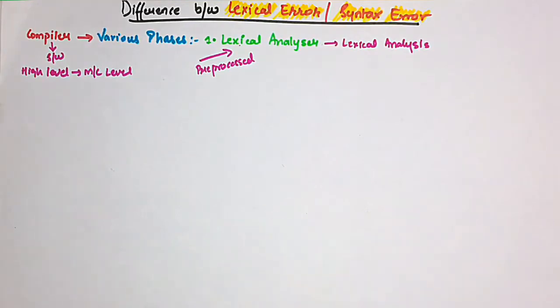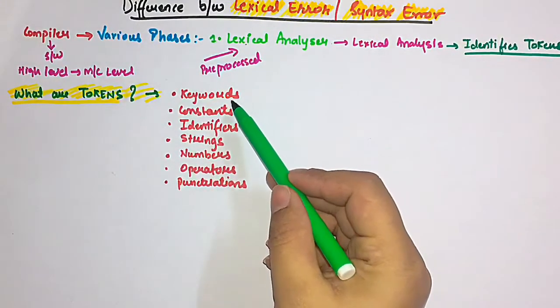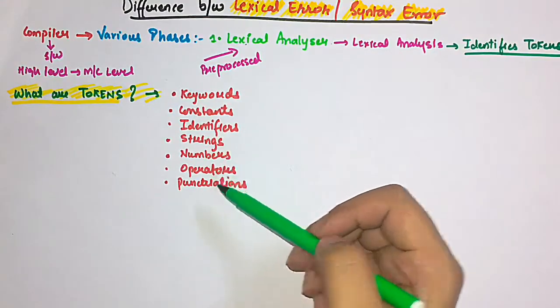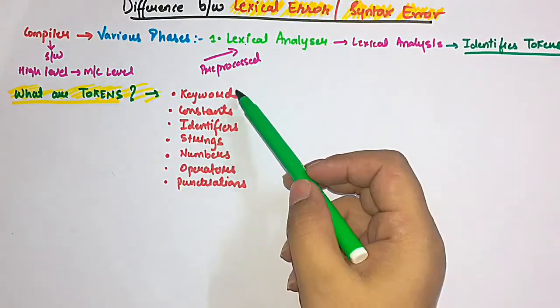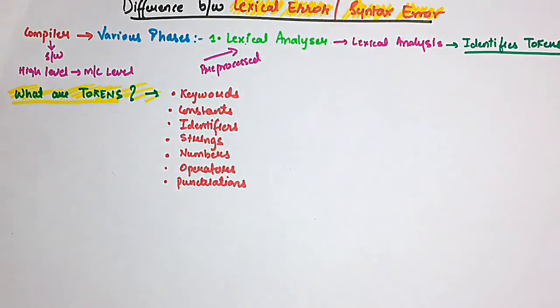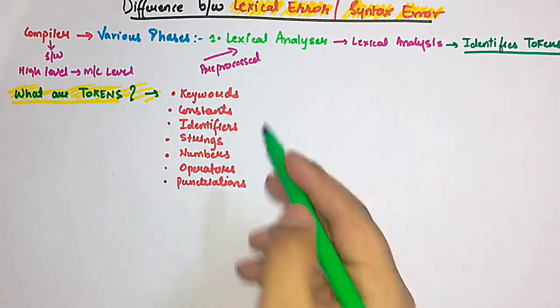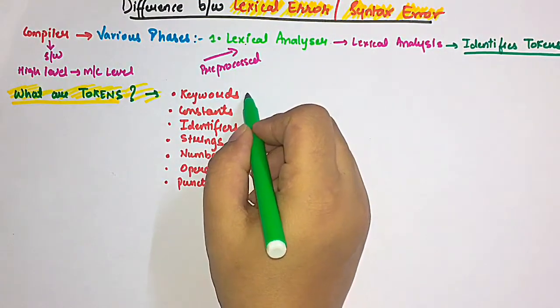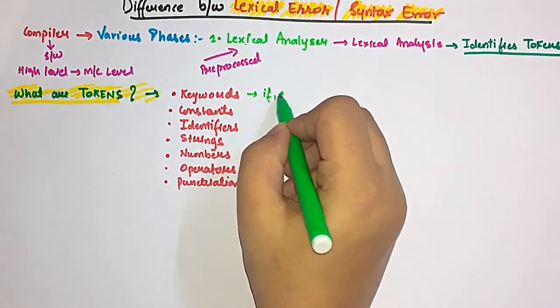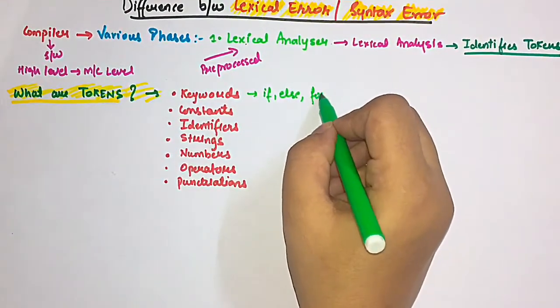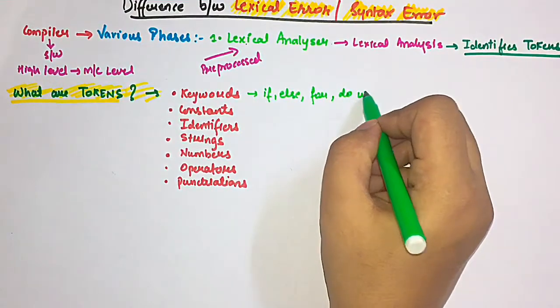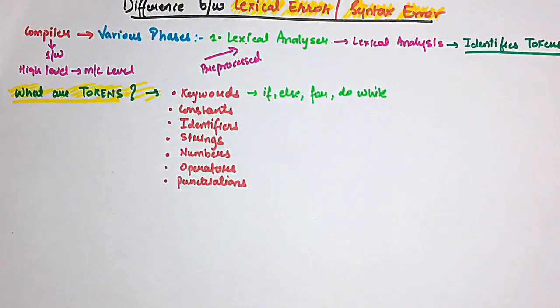So let's see. So guys, all these things written here are identified as tokens by the lexical analyzer. Anything other than these things, if it appears in a code, then the lexical analyzer will throw a lexical error. Now quickly see the examples. Keywords. Keywords are like if, else, for, do while loop. All these predefined words in a language are identified as keywords, and whenever keywords appear in a code, the lexical analyzer will identify them as tokens.